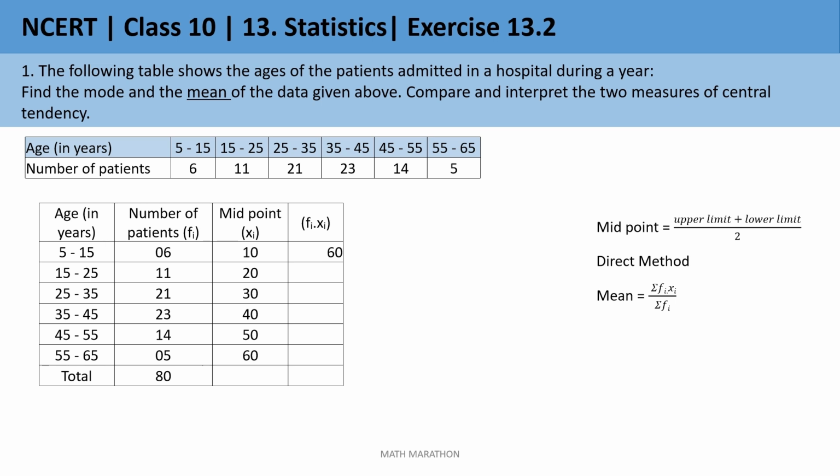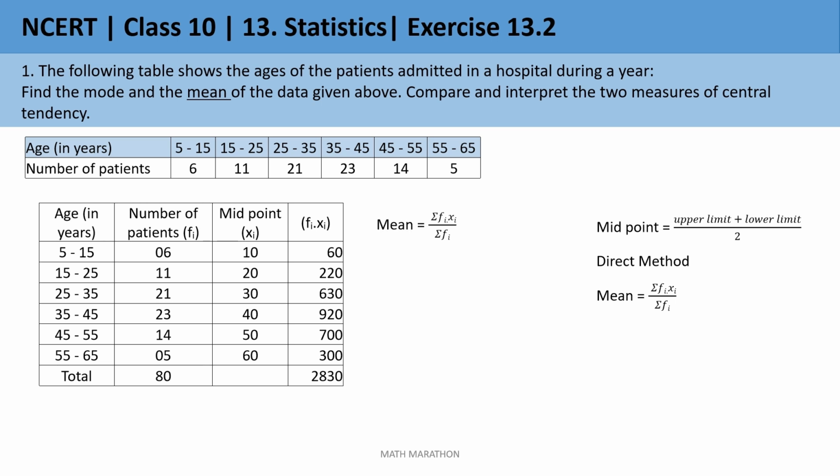6 multiplied by 10 is 60. 11 multiplied by 20 is 220. 21 multiplied by 30 is 630. 23 multiplied by 40 is 920. 14 multiplied by 50 is 700. 5 multiplied by 60 is 300. Summation of FiXi is 2830.